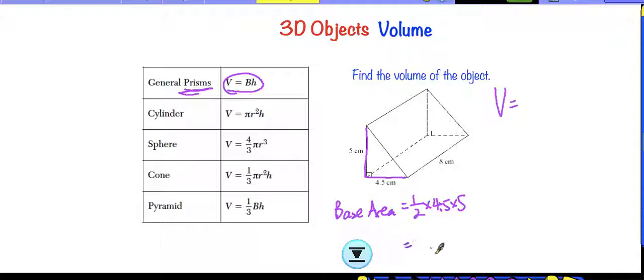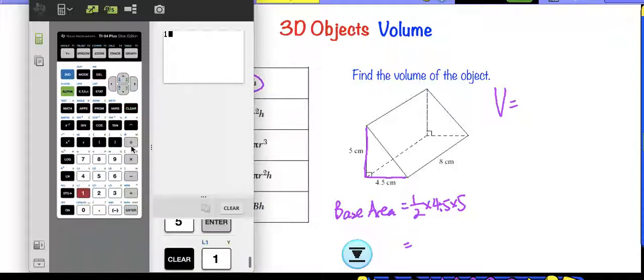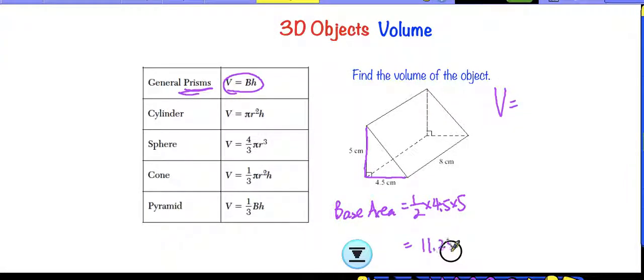You can do the mental math. You can also use the calculator. Let's clear the one we had before. So 1/2 times 4.5 times 5. Okay, so this is 11.25. This is our base area. And then we just need to times the height.